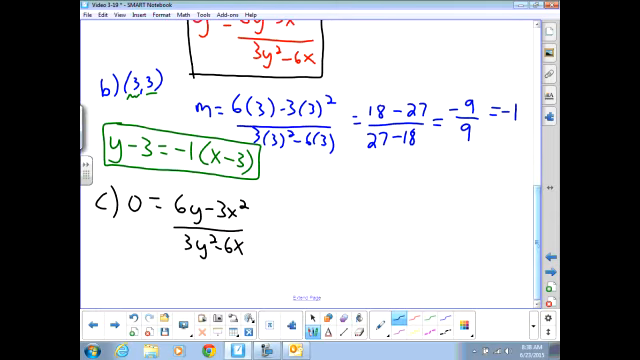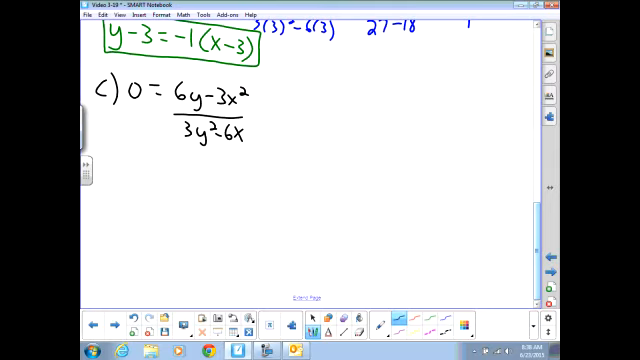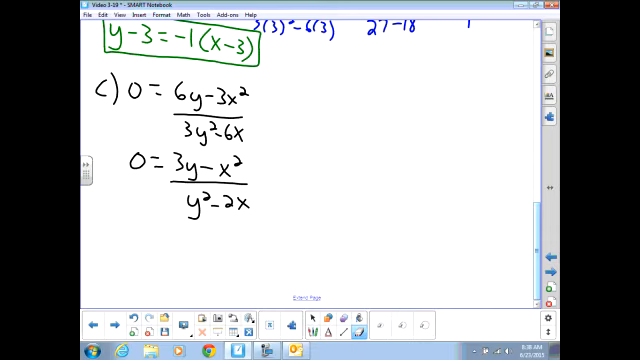Well, first thing to notice is everything has a 3 that could be divided out of it. So we can rewrite this as 3y minus x squared over y squared minus 2x. And actually, that should be 2y, sorry, not 3y. So we now want to find when this will be equal to 0. And we have to be careful. We have to see where it might be undefined.